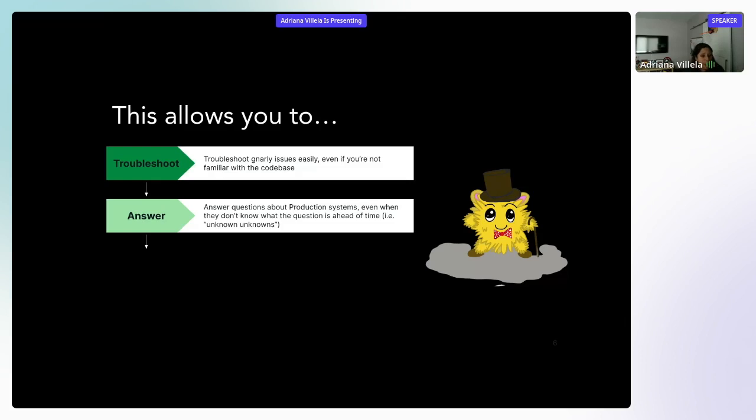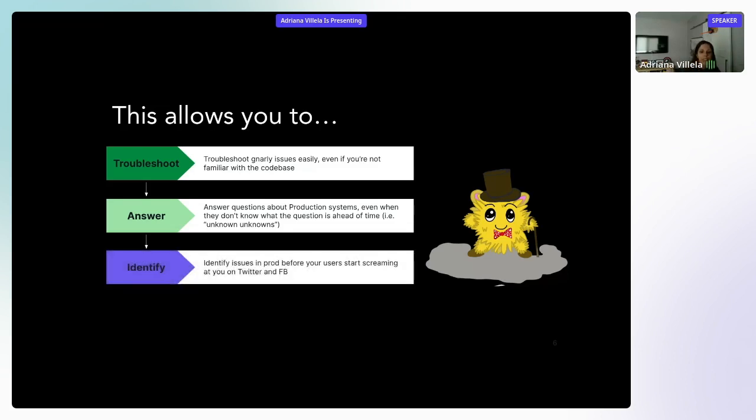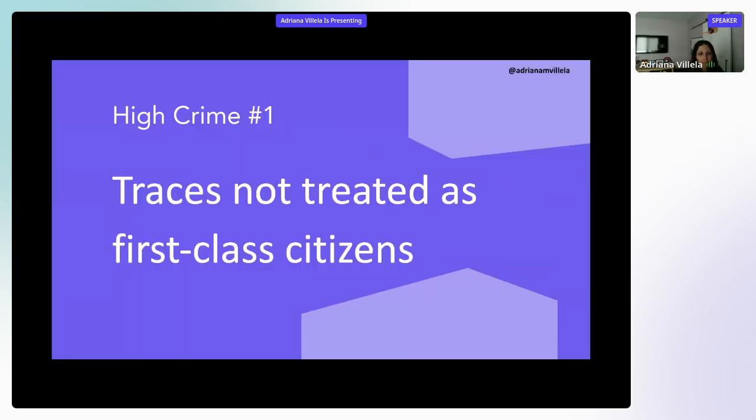You got some weird error that you've never seen before? No problem, because if your system is properly observable, it means that you have all the information in your hands to be able to follow those breadcrumbs to understand why it's happening. And finally, observability gives us the power to identify issues in production before your users start screaming at you on Facebook and Twitter, which is awesome. So keeping that in mind, let's take a look at some observability anti-patterns.